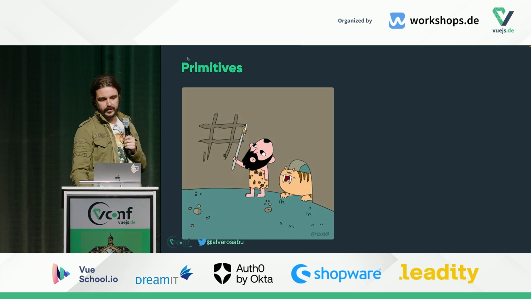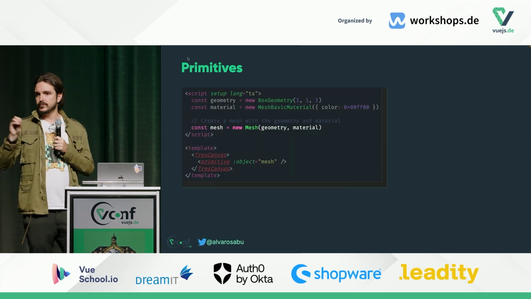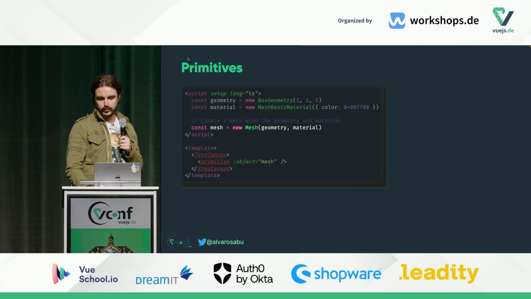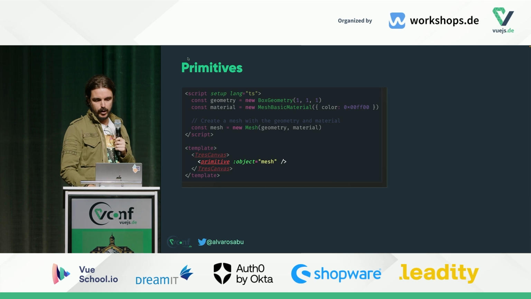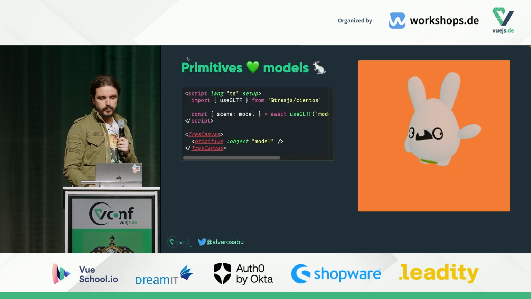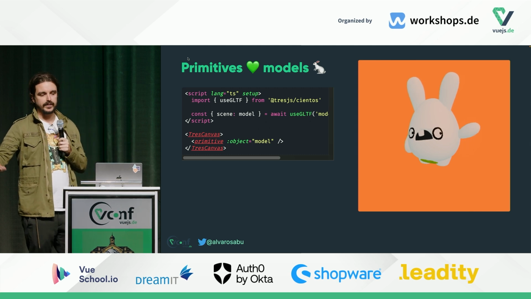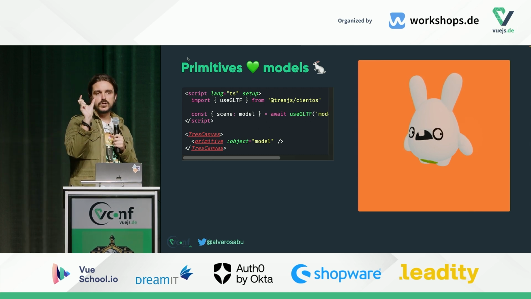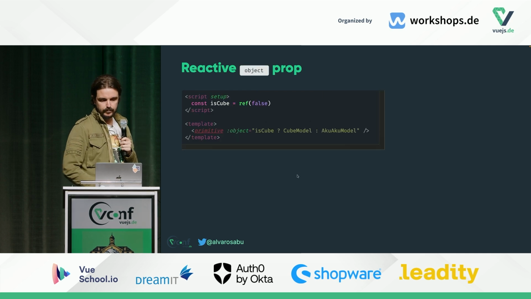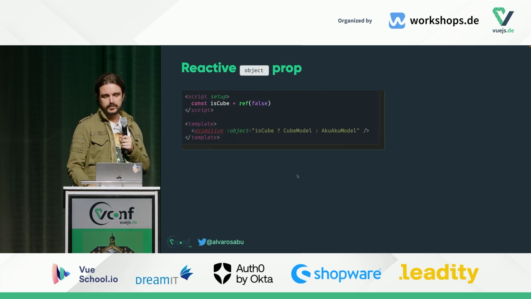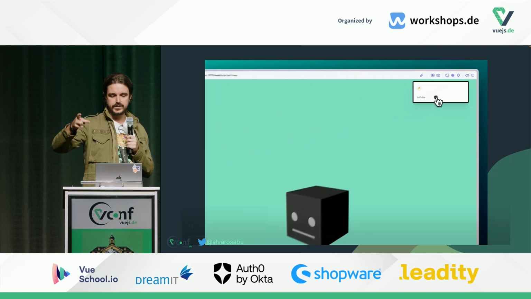Primitives. You might think of primitives like this, but it's essentially being able to programmatically create a 3D object and add it to the scene without the view component. You can do that with the primitive by passing it an object prop. This is amazing for models, because I can import a model from the internet or one that I created in Blender, and add it to the scene with just one line and a composable called useGLTF. This is not necessarily important, it's just making it reactive. So if I click here, for example, I can change the whole object.